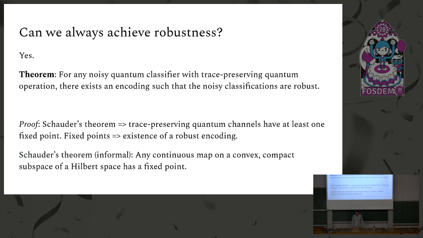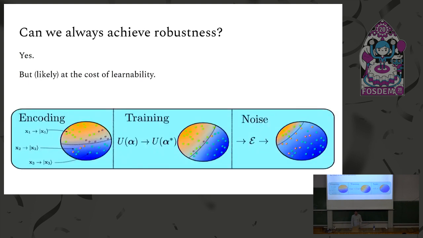However, this is where that qualitative trade-off comes in. From a machine learning perspective, if you're encoding everything into the same point and trying to learn something about that data, that's a very bad idea because you have no way to discern between the points. From a quantum information perspective, that's nice, maybe, because you know that they'll all at least be classified correctly, correctly meaning they'll all be robust. That's an extreme case, but it also holds for less extreme examples. So there's this trade-off: the more robustness you have, the less learnability you have, and maybe vice versa.